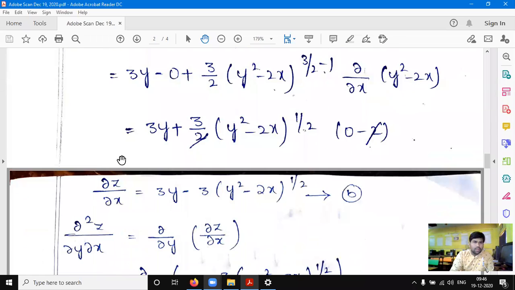Okay, so see, the derivative of 3y with respect to x is 0. So 3y plus 3 by 2 into (y square minus 2x) to the power of 3 by 2 minus 1. So 3 by 2 minus 1 becomes 1 by 2, because the LCM is 2: cross multiplication gives 3 minus 2 divided by 2, that is 1 by 2. So that is 1 by 2 into the differentiation of this term with respect to x: y square is 0, minus 2 into dou x by dou x, and dou x by dou x is 1.